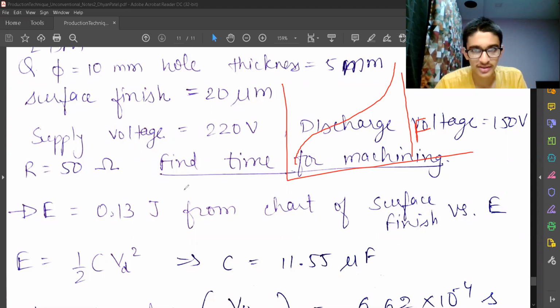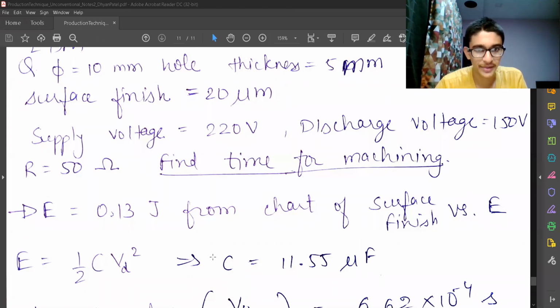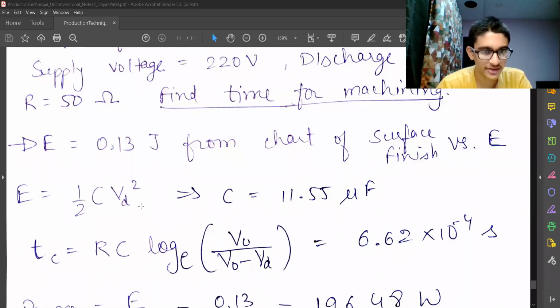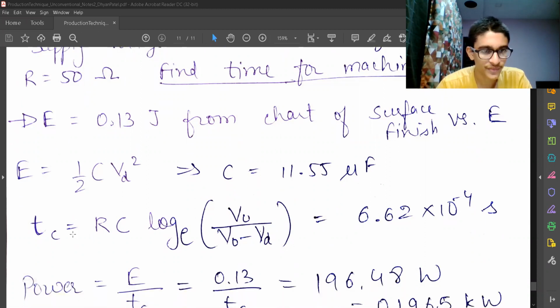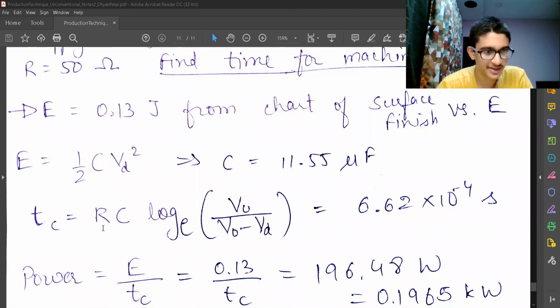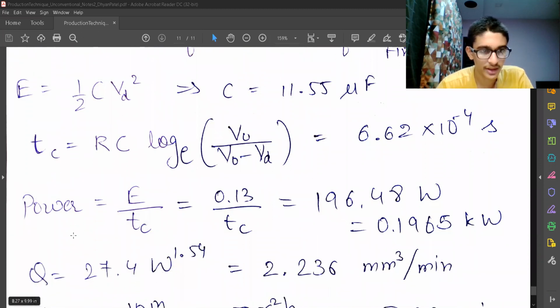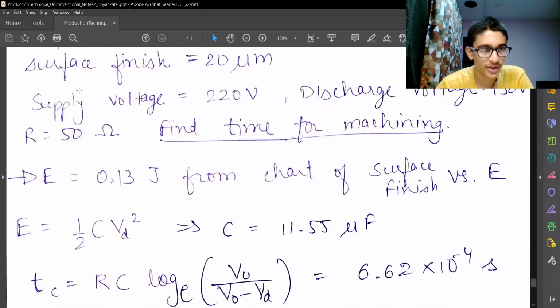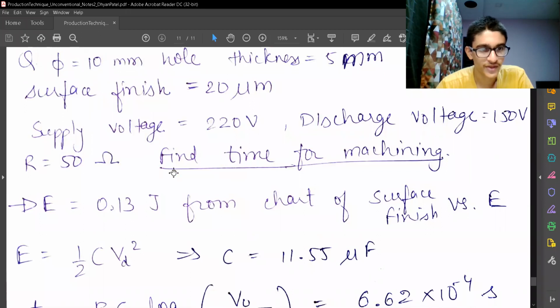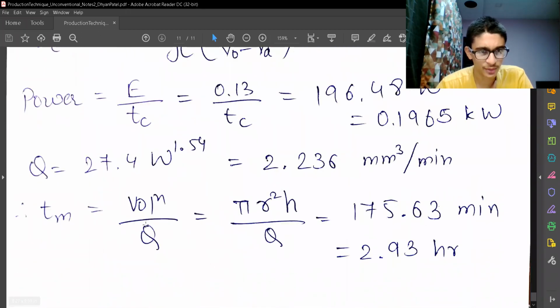Now we can directly use that energy and find the value of capacitance, because the energy will be half CV square. The voltage is already known, energy is known, so we can find the capacitance value. Now we use the capacitance, resistance and voltage values to find the charging time. Now we have the energy and the charging time, so we can find the power. From the power and the empirical relation, we find the material removal rate, and since we have the total material to be removed, which is the whole cylindrical hole, we can find the machining time by this formula. The machining time also comes around 3 hours.